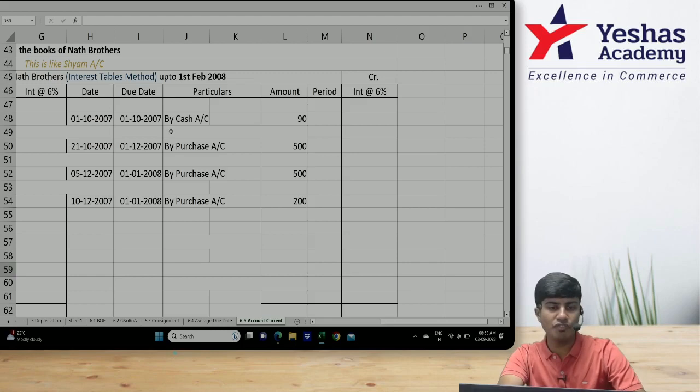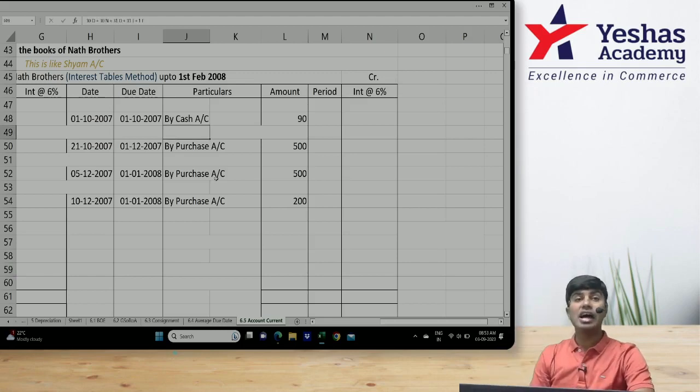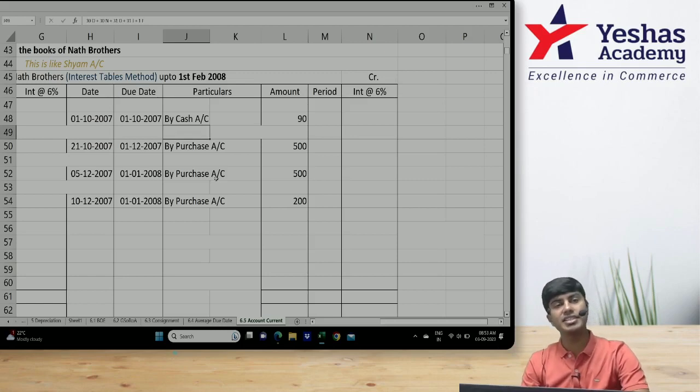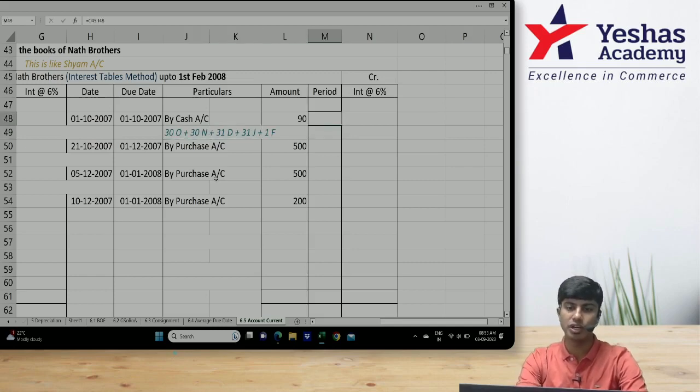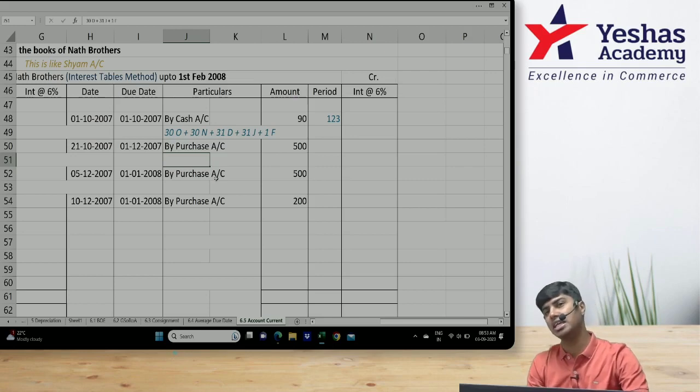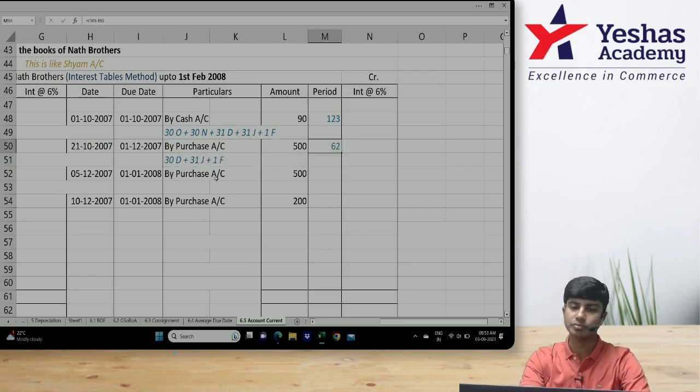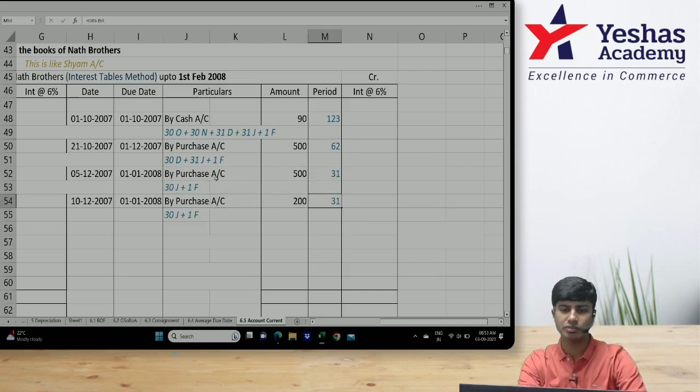Here, 1st of October to 1st of February. October has 31, take 30 days in October, 30 days in November, 31 in December, 31 in January, 1 in February. 120. Here, 1st of December. So 30 days in December, 31 in January, and 1 in February. 62. Okay, January. 30 days in January, 1 day in February. 30. Got it?